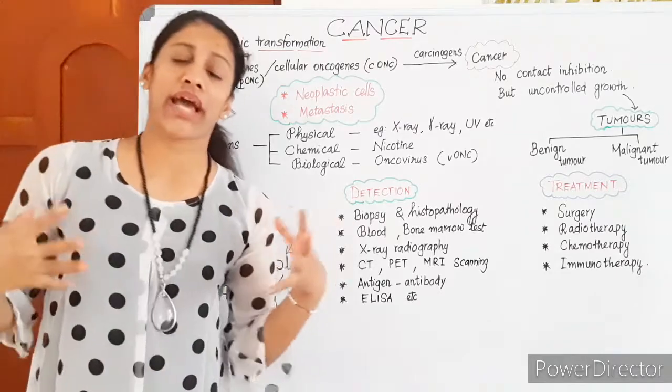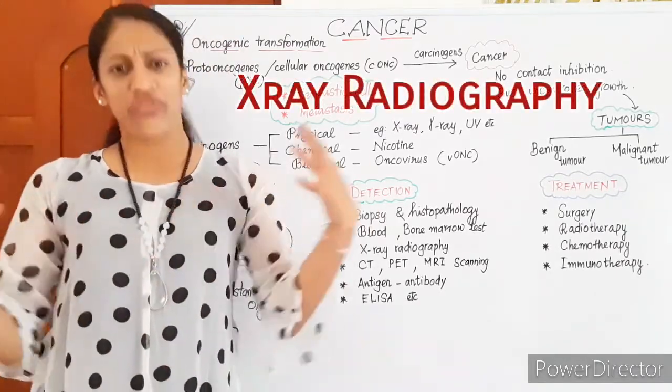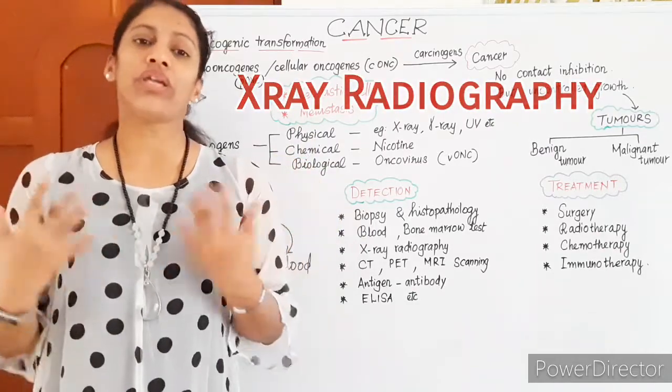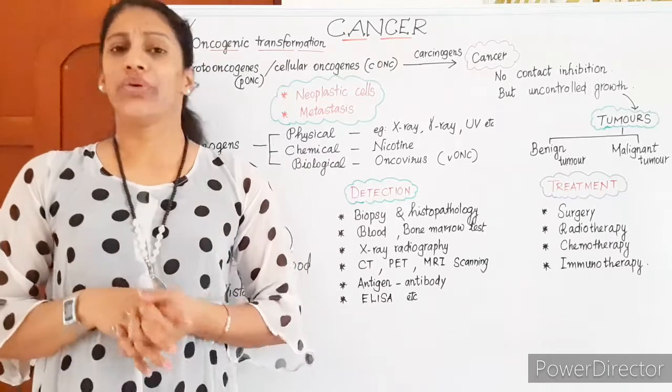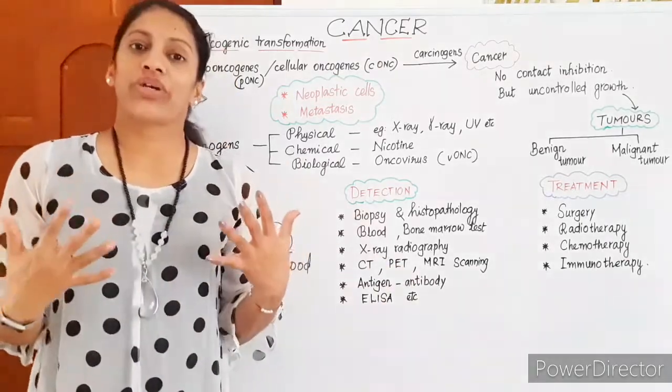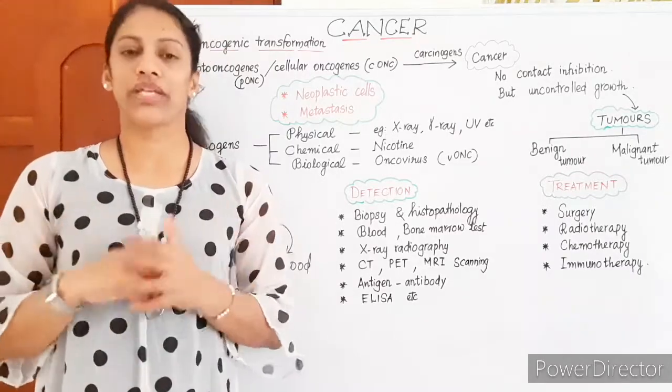What do you mean by the scanning techniques and X-ray radiography? In X-ray radiography, X-rays are passed through the body and we can get the images on a sheet. You are familiar with this; X-ray radiography uses X-rays, and we get a 2D image.